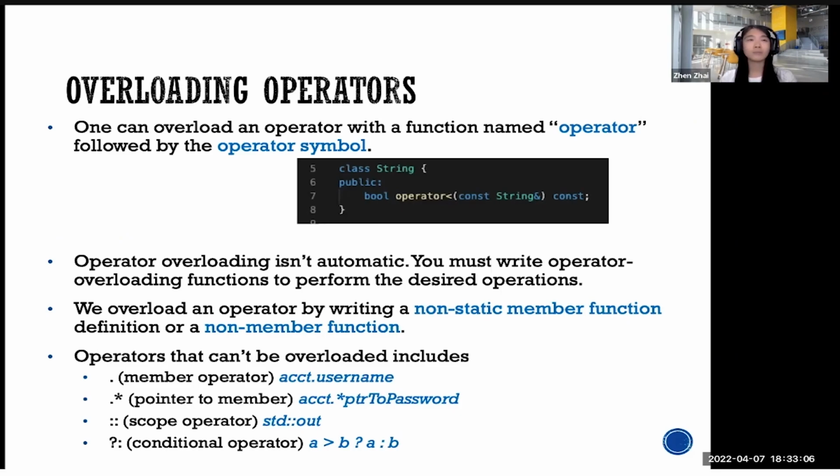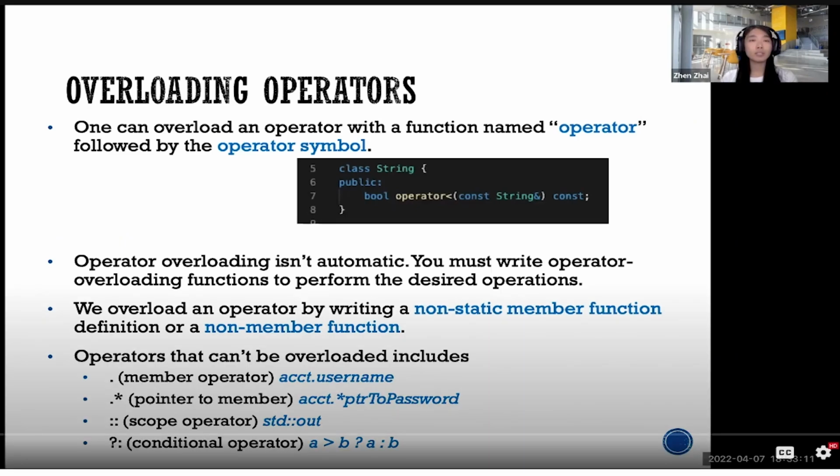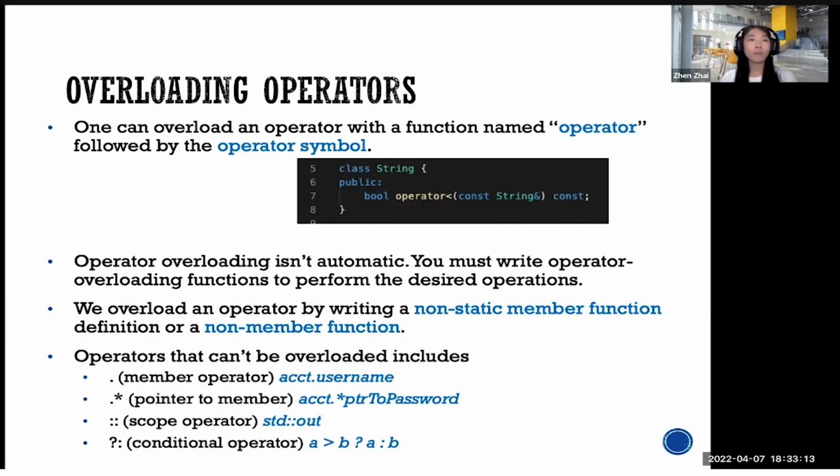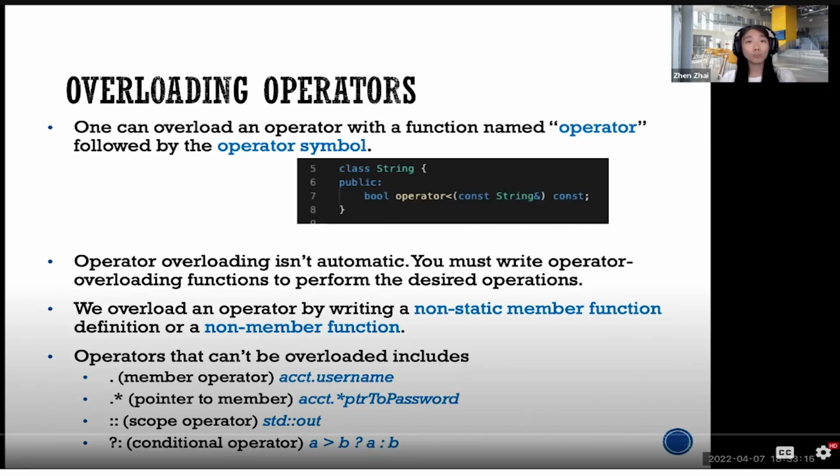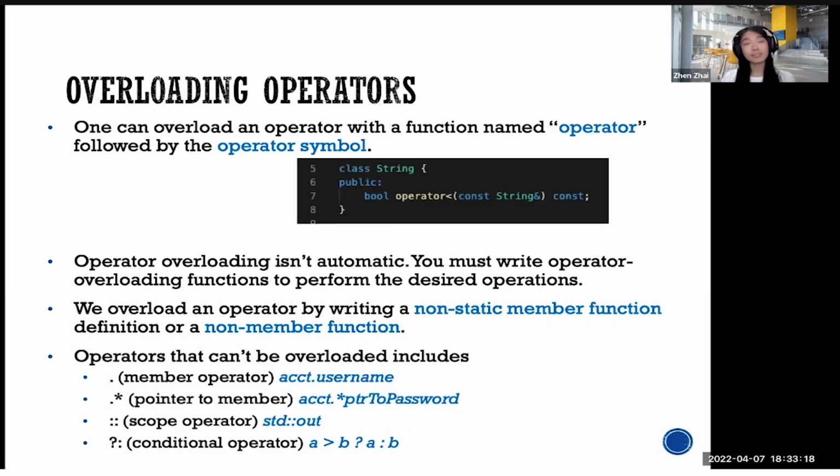Okay. Another thing to point out before we go into the detail of the implementation, there are 4 operators that are not allowed to be overloaded in C++. That includes the member operator, so the dot. Remember account.username, account.password, something dot something. So that is the member operator used to access the member username of object account. So that operator you cannot overload.